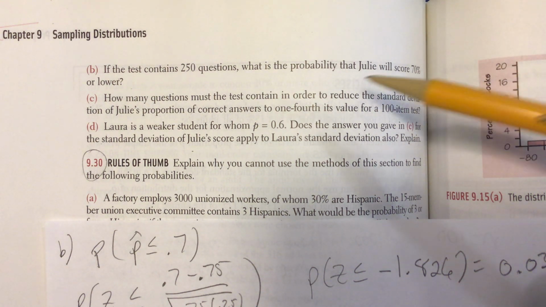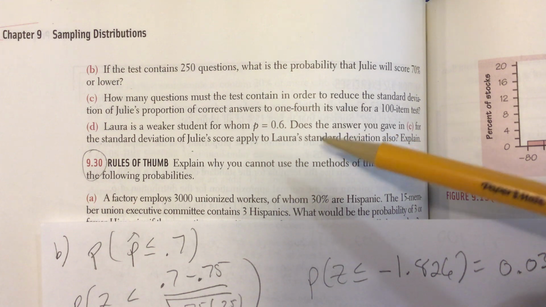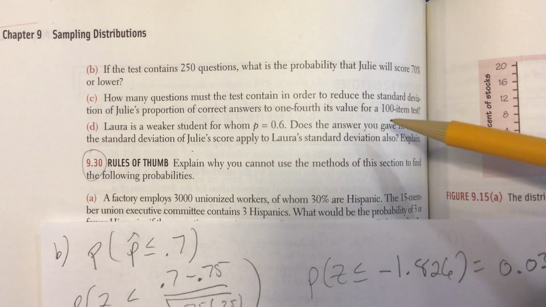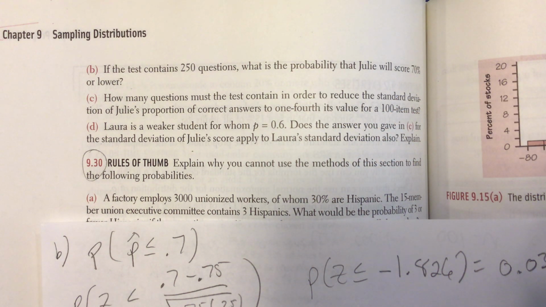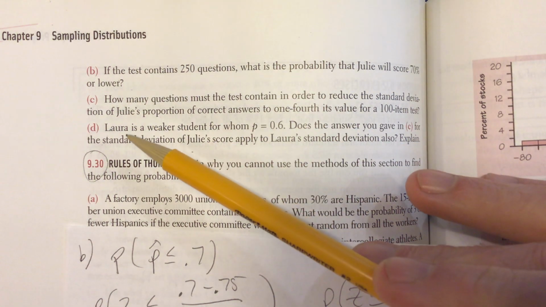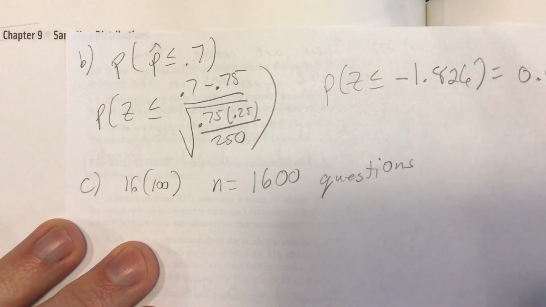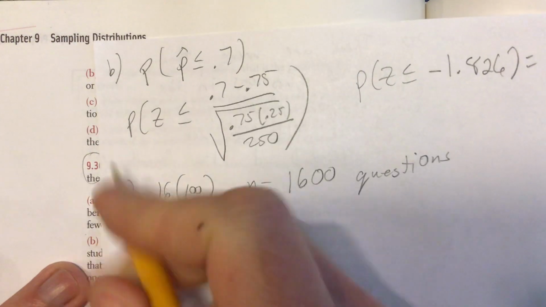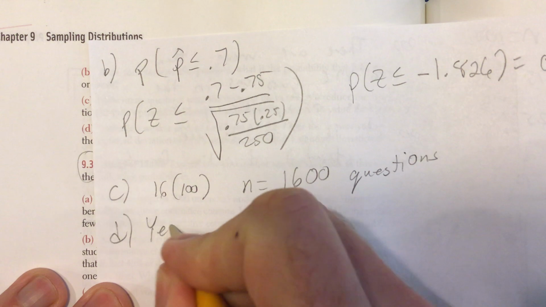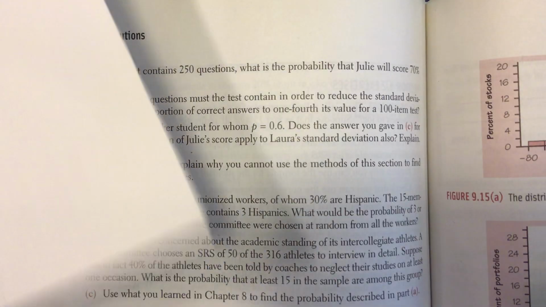Laura is a weaker student who has a chance of 60%. Does the answer you gave in C for the standard deviation of Julie's scores apply to Laura's as well? Oh, excellent question. And of course, yes. So Laura will have a different starting standard deviation, but if you want to divide it by 4, you're going to have to multiply n by 16. So, yes. And again, you can elaborate.